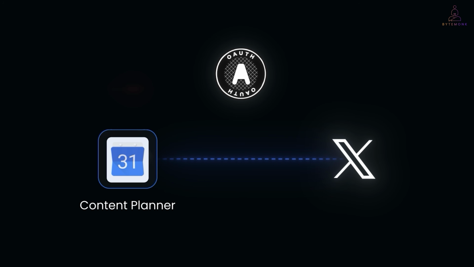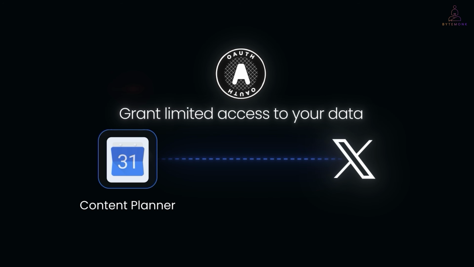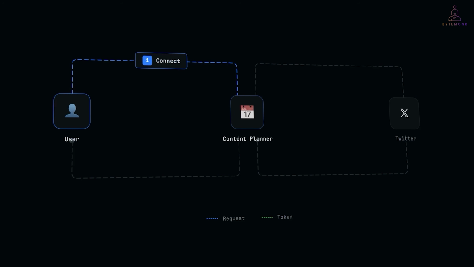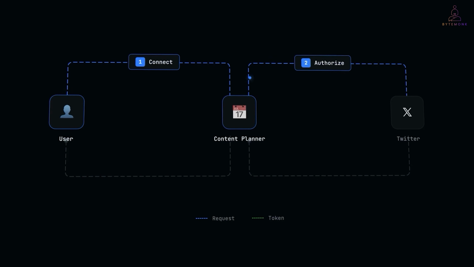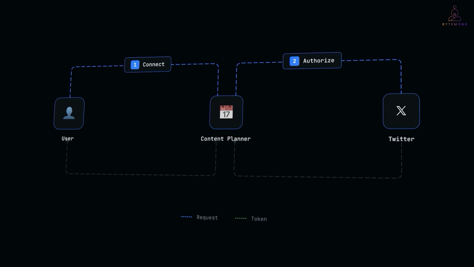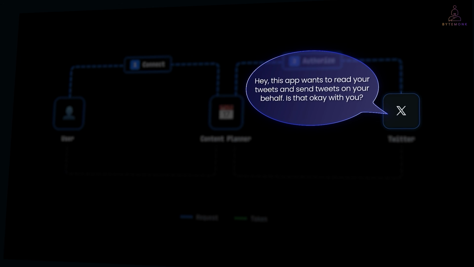OAuth. Instead of sharing your password, OAuth lets you grant limited access to your data without ever revealing your credentials. Here is how it works. You click Connect Twitter in the Content Planner app. The app redirects you to Twitter's authorization page and Twitter asks, hey, this app wants to read your tweets and send tweets on your behalf. Is that okay with you?